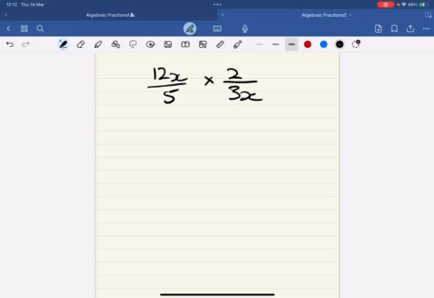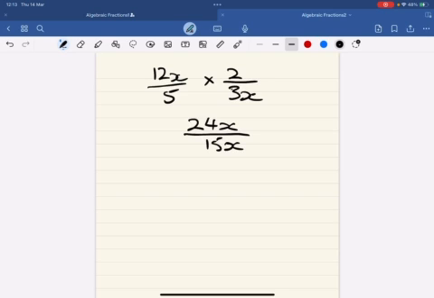So when you're multiplying fractions, you simply want to multiply the two numerators together. So we've got two lots of 12 there to make 24. But don't forget we've got that x term, so we get 24x. And the denominators, we've got 5 times 3, so we end up with 15x.